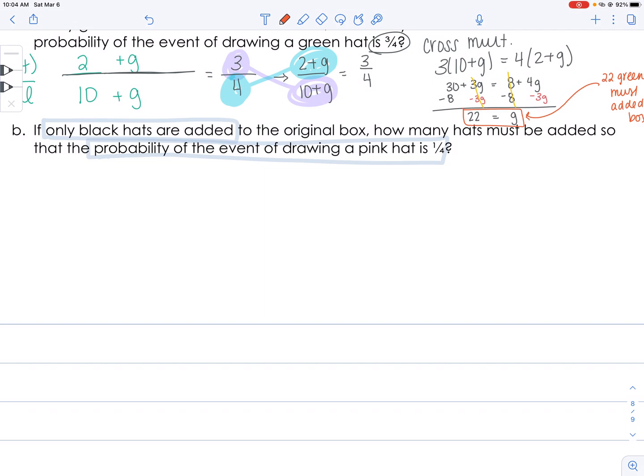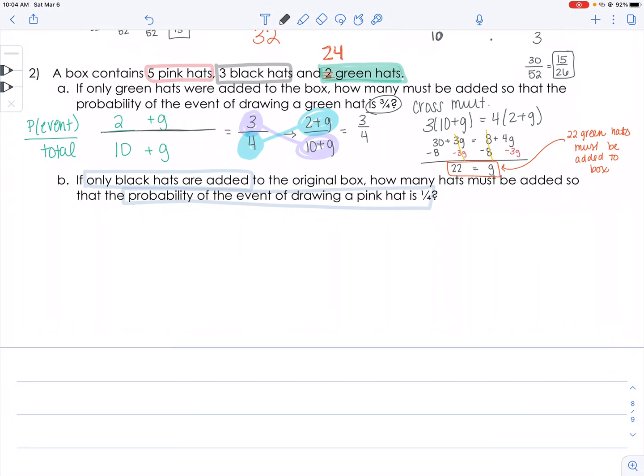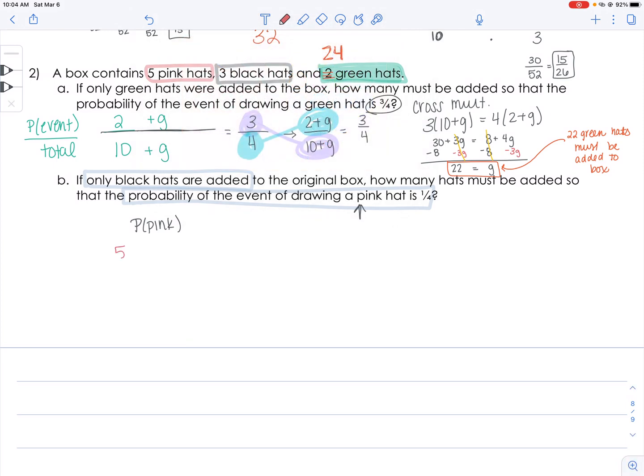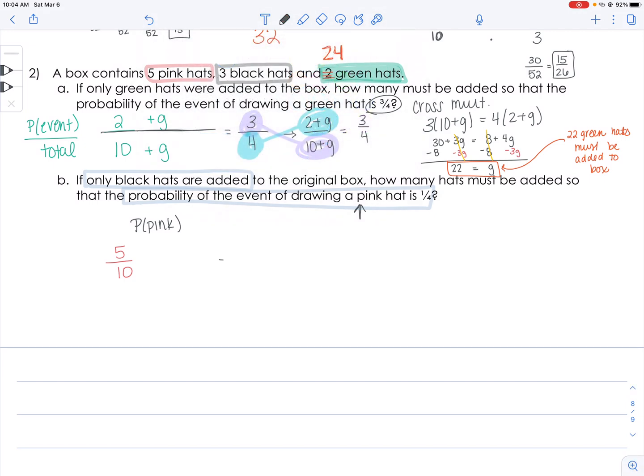So the first thing I need to look at is what is the original probability of drawing a pink hat? The probability of drawing a pink hat is going to be 5 out of the total of 10. That's my original probability of drawing a pink hat. Well, I want to add black hats so that the new probability of a pink hat is 1 over 4.